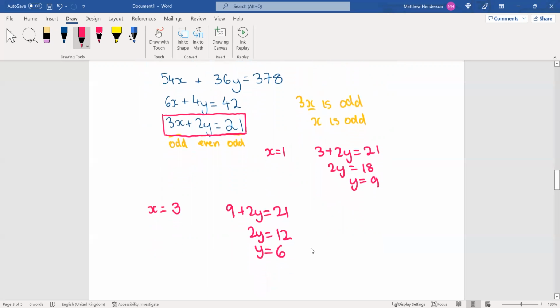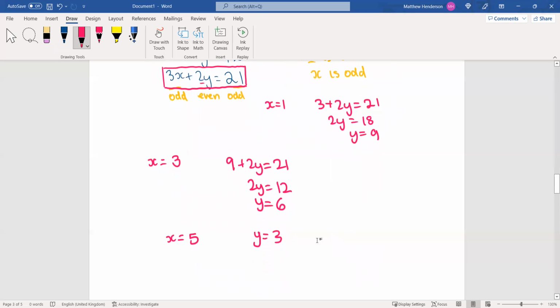There's our second solution, and I'm going to find the last one by using the coefficients to save us some time. So we're going to increase our X by the Y coefficient. So X is now going to be 5. So it's 2 bigger than the last solution. And my Y is going to decrease by the X coefficient. So my Y is going to decrease by 3 and become 3.